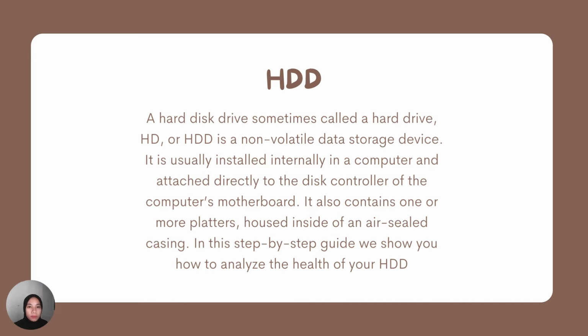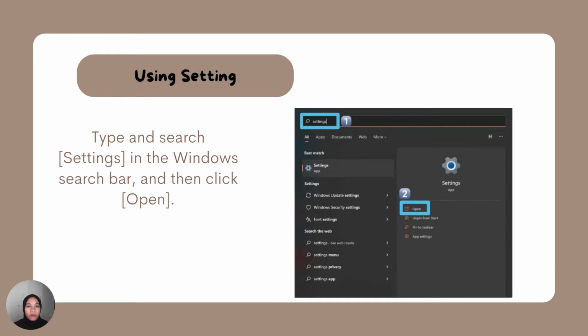A hard disk drive, sometimes called a hard drive or HDD, is a non-volatile data storage device. It is usually installed internally in a computer and attached directly to the disk controller of the computer's motherboard. It also contains one or more platters housed inside an air-sealed casing. In this step-by-step guide, we show you how to analyze the health of your HDD. So first step is, you have to type in search settings in the Windows search bar, and then click open.